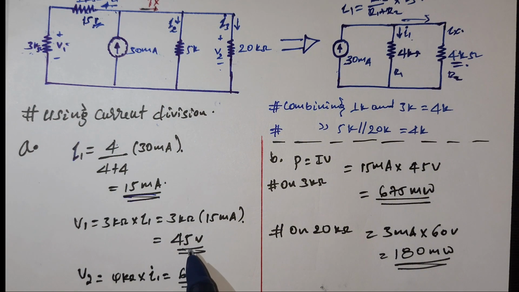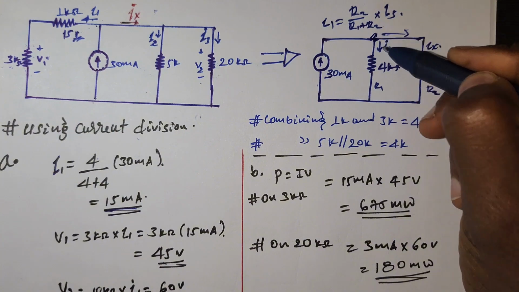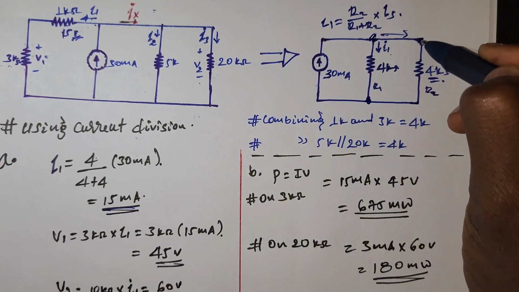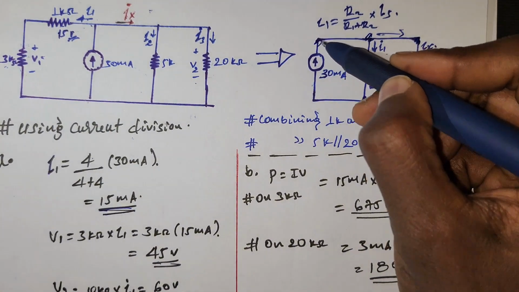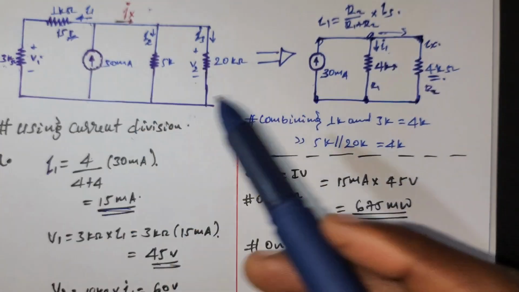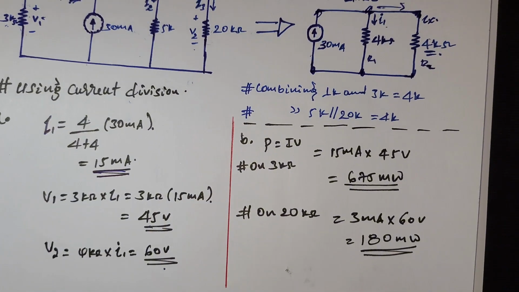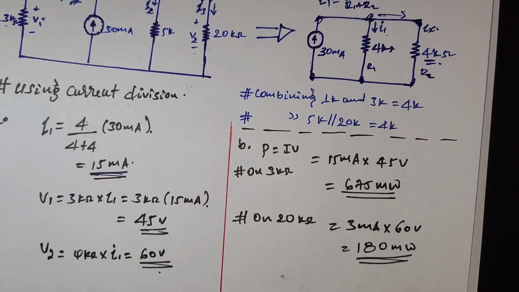V1 we already calculated as 45. So 45 plus 15, which is 60. The voltage across this branch is equal to the voltage across this branch, and also this branch. So simply I1 times their summation, which is equal to 60 volt. Also right here we need to calculate Ix.